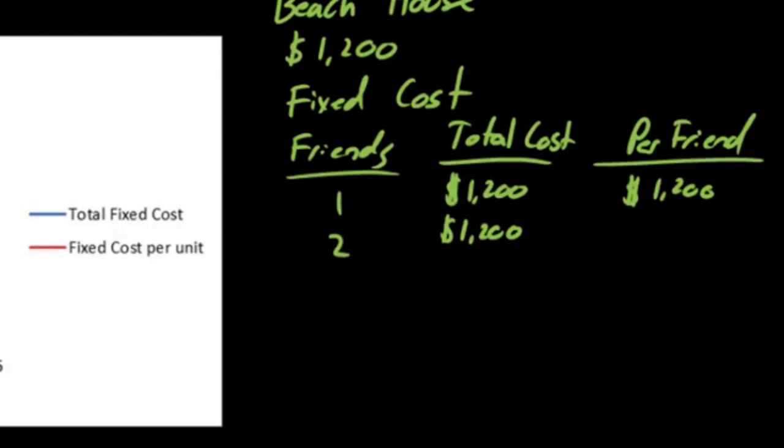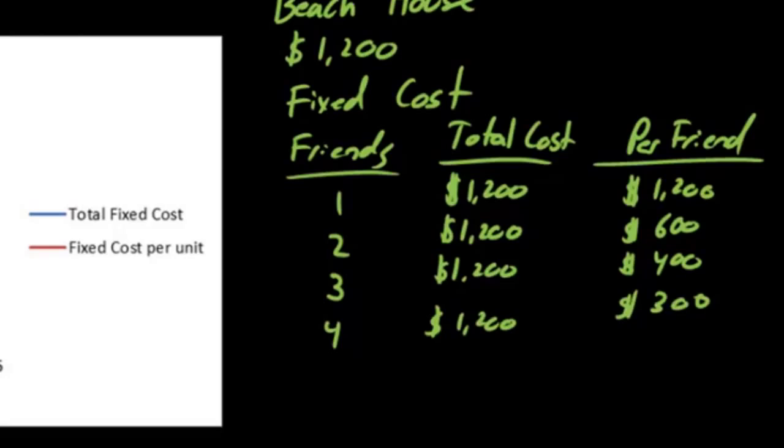If we decide to invite a friend with us, we would have two people going to the beach. Then the total of the beach house is still 1200, but now we can divide that total cost by two because it's two people going, and it's only 600 per friend. If we invite three people, the total cost is still $1,200, but it's now only $400 per friend.